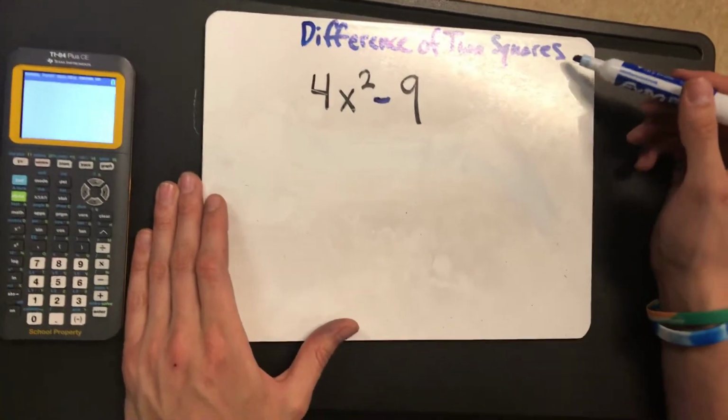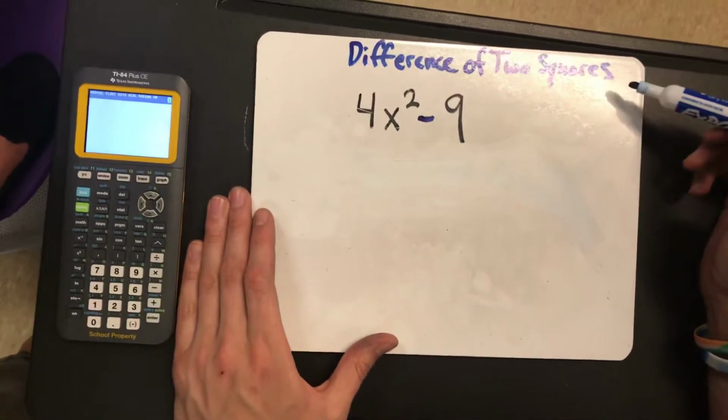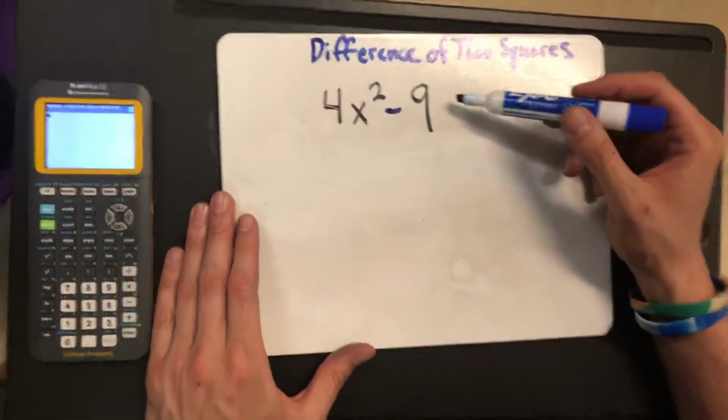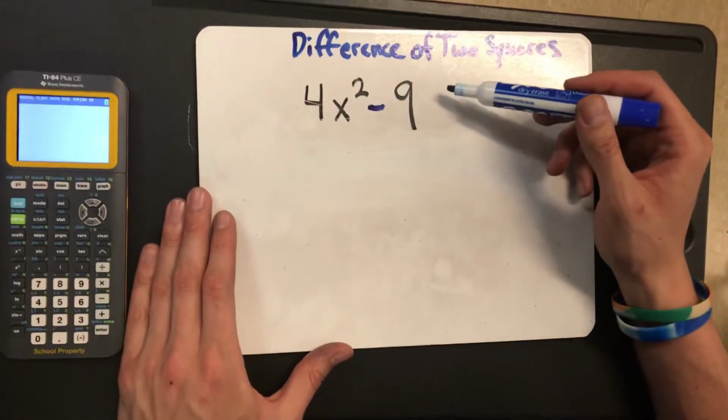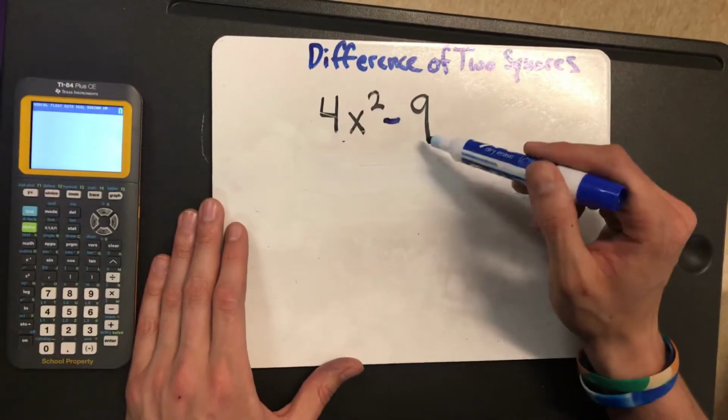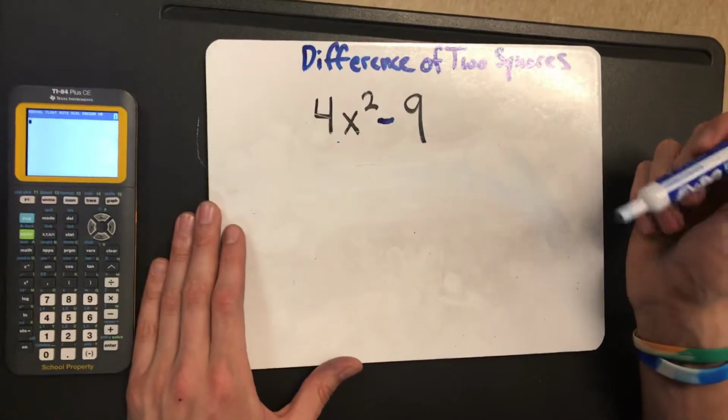This is the difference of two squares video that is under objective 2. Alright, we're going to show you it's another celebrity polynomial. But what we have here is actually a binomial, because we have two terms, and we're going to see a quick trick to factoring.